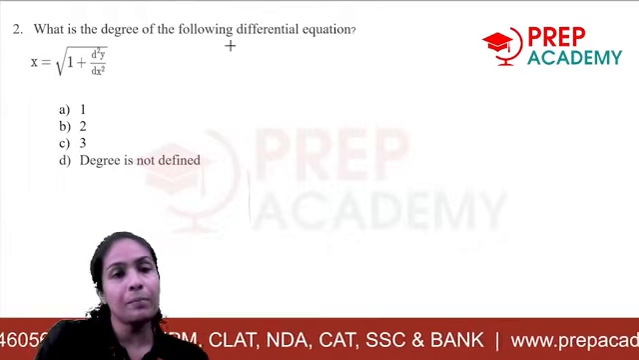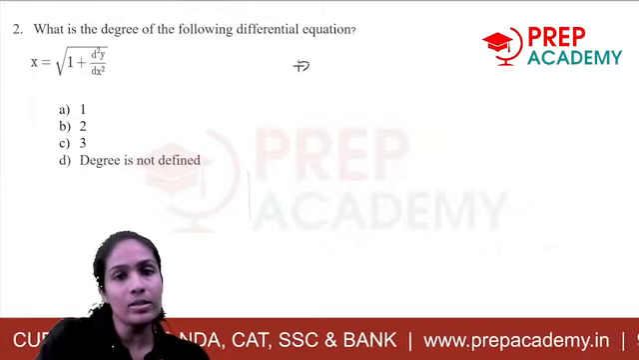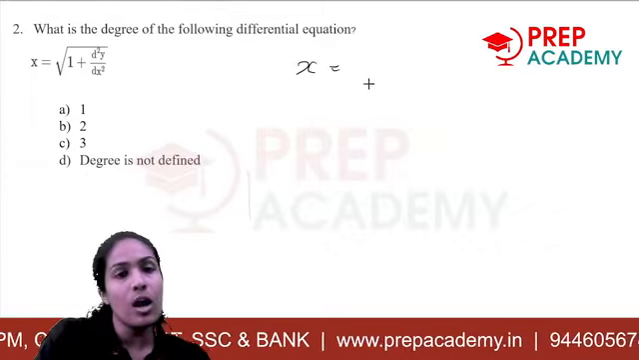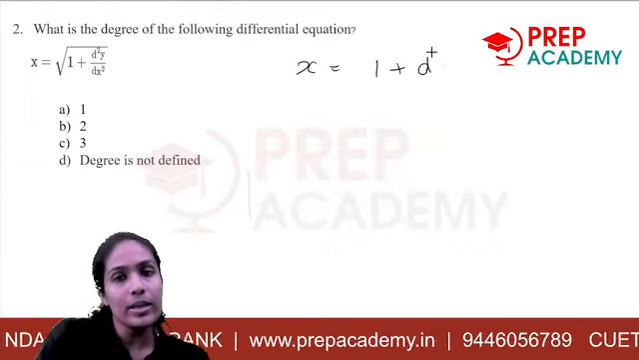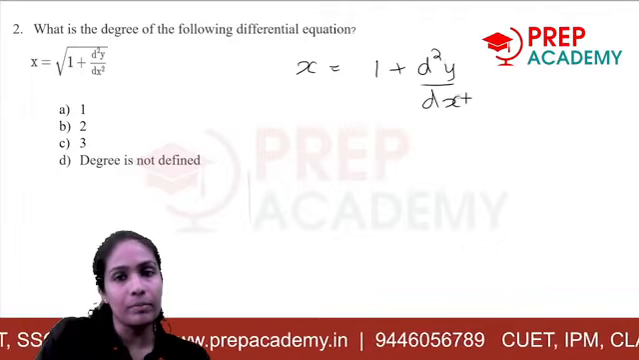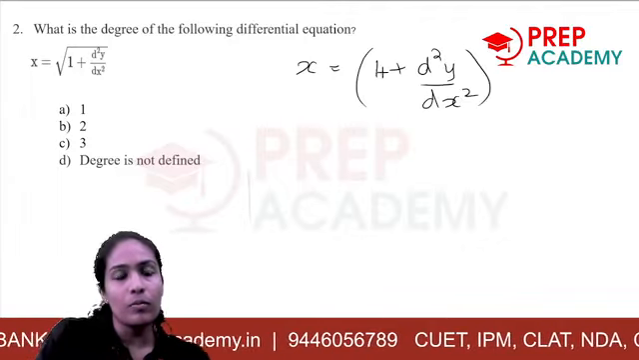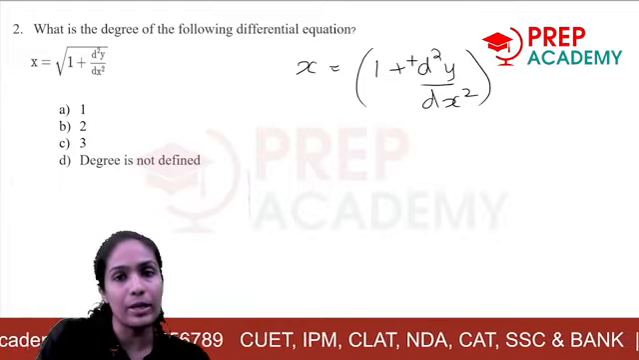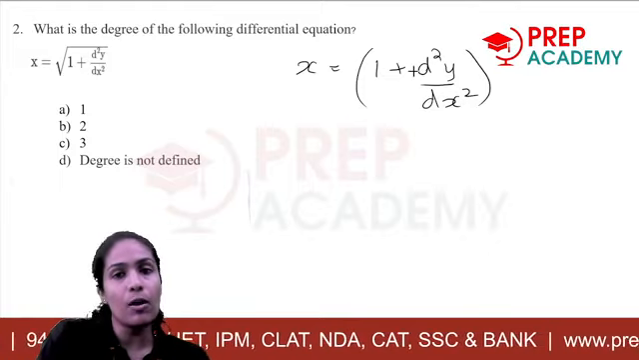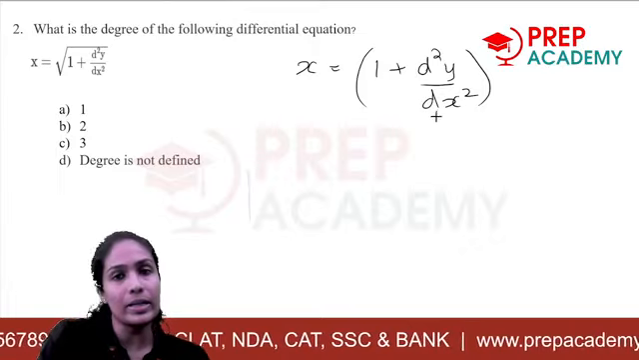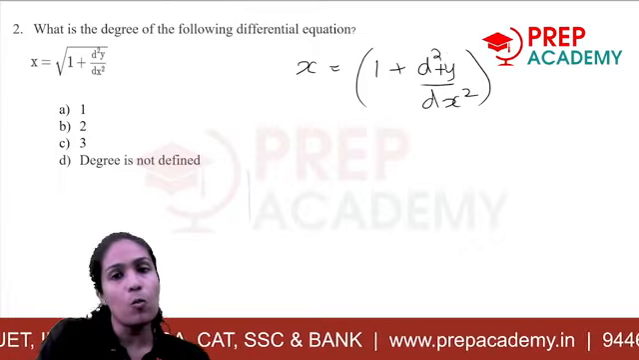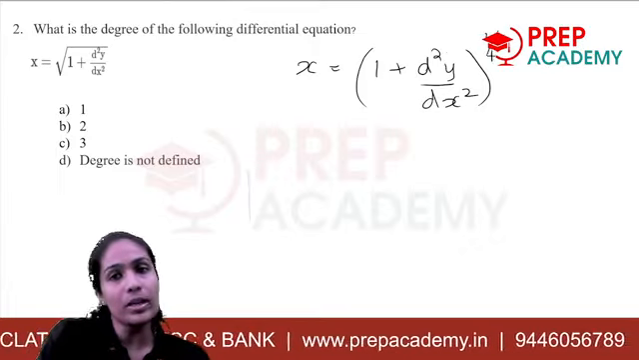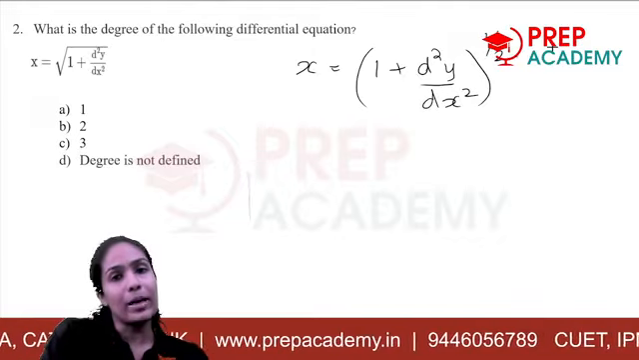Before finding the degree, the equation is not in the standard form because of the root of 1 plus d square y by dx square. The root of a number can be written as the number raised to 1 by 2. So here in place of the number you have 1 plus d square y by dx square. So x is equal to 1 plus d square y by dx square the whole raised to 1 by 2.